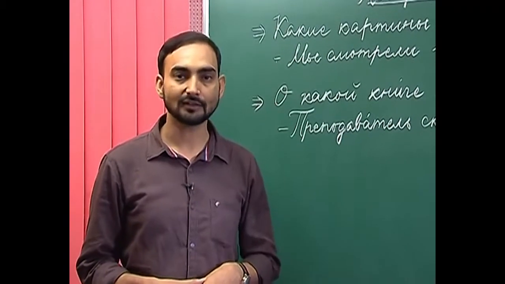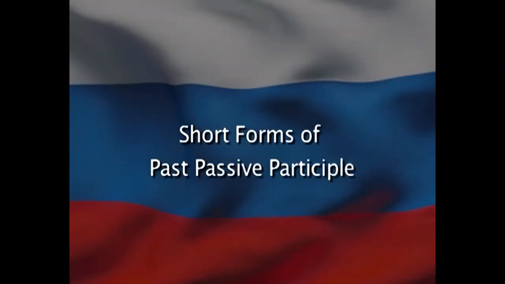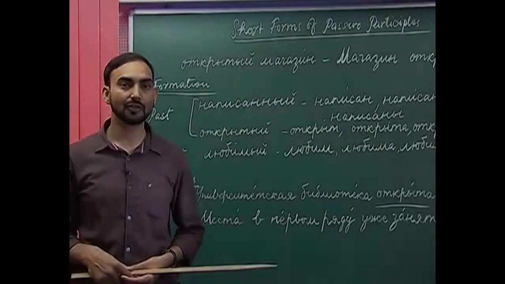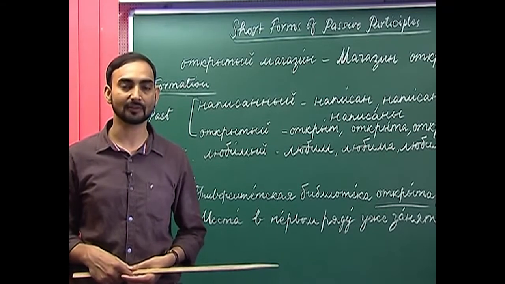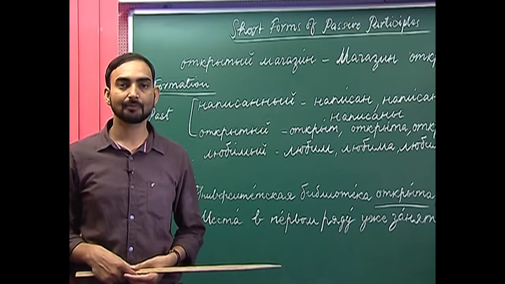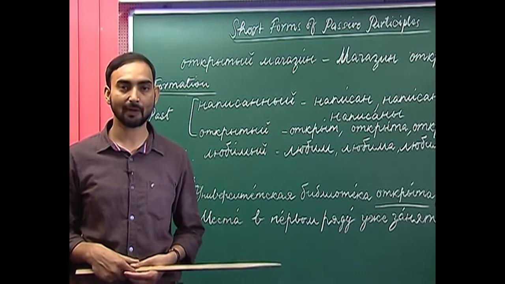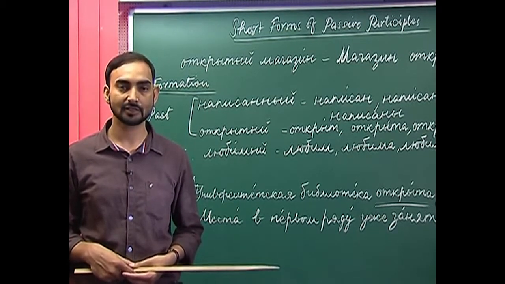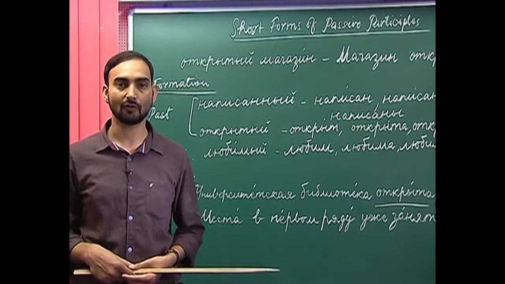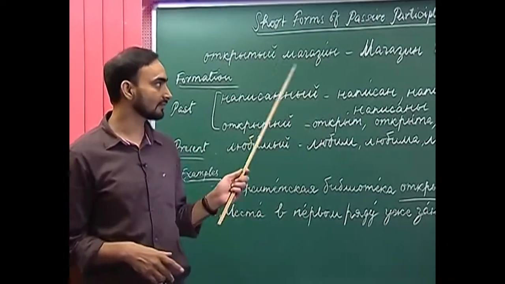So, now we will start the topic that we are going to discuss in this lesson. Today we will talk about the short forms of passive participles. So, let me first mention here that while present participles, or the active participles, do not have short forms, they only have full forms, the passive participles have short forms as well as full forms. So, how do we use them, that we have to discuss.